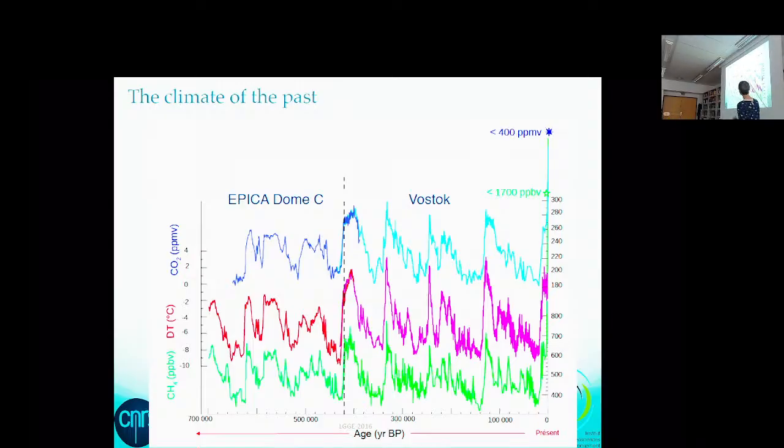With the EPICA Dome C core, we could get access to this cycle, here is the temperature, until close to 800,000 years. And now the rest of the core is being studied, which should go back to 1,200,000, well, we understood, 1.2 million years.